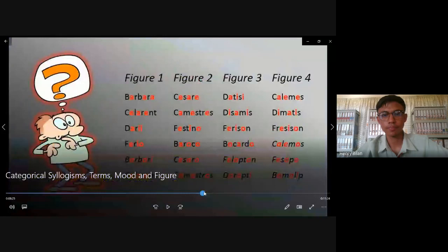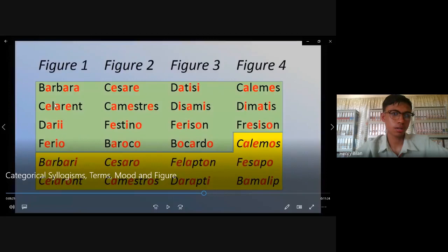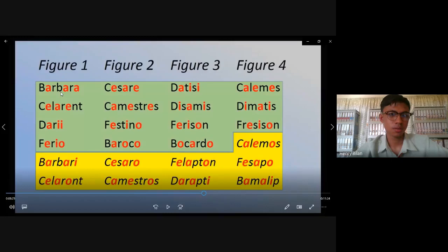Yan, ito. Figure 1, there are 4 unconditional valid syllogisms. AAA, EAE, AII, EIO. So, ang hidagita ng lagan dito, no, these are just mnemonic devices so that you will be able to memorize easily. Kaya ginamit lang yan. You can have your own mnemonic device.